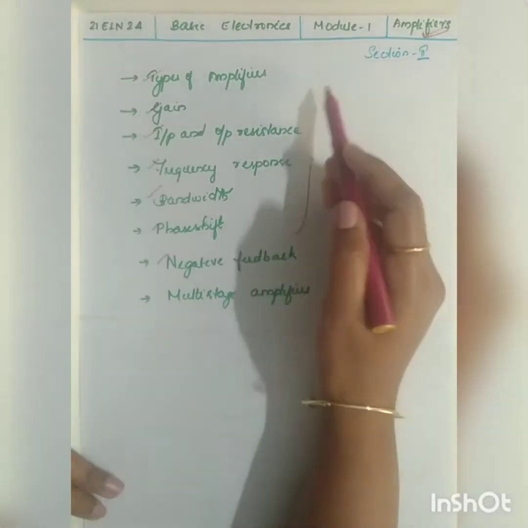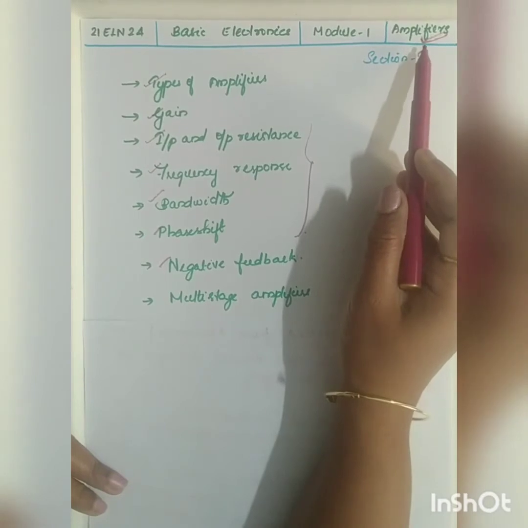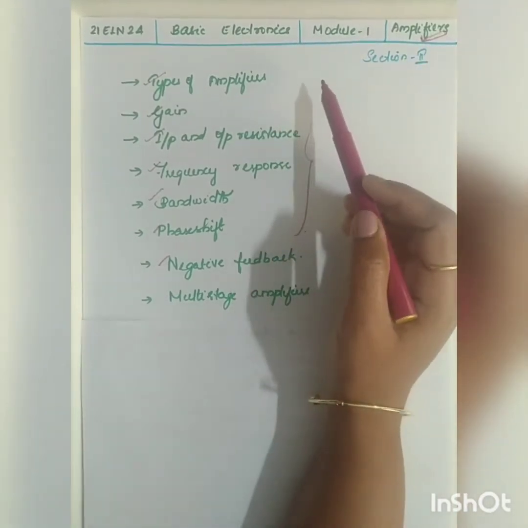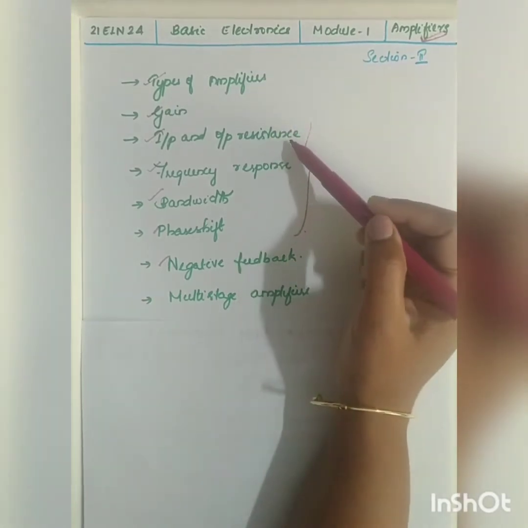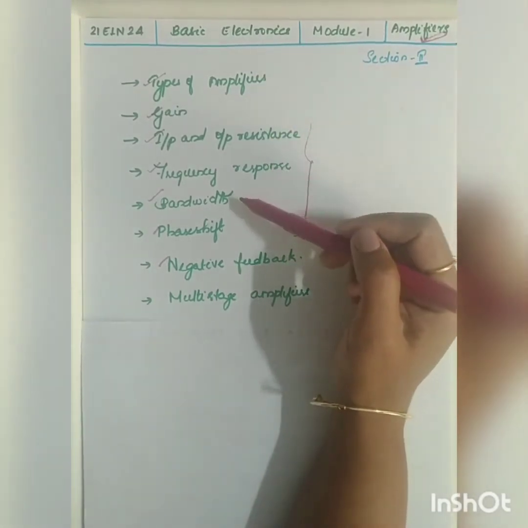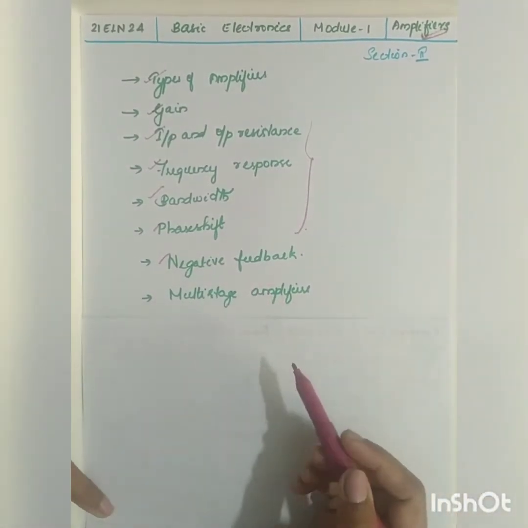So the next topic is section 2 of module 1, that is amplifiers. Under amplifiers you are going to study the types of amplifiers, gain, input and output resistance, frequency response, bandwidth, phase shift, then negative feedback and multi-stage amplifiers.